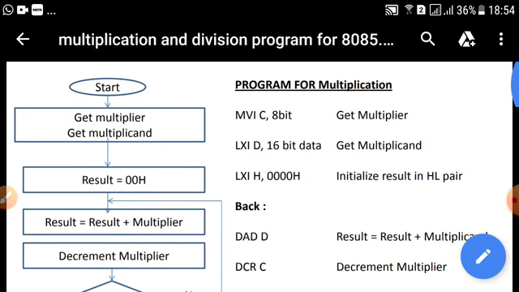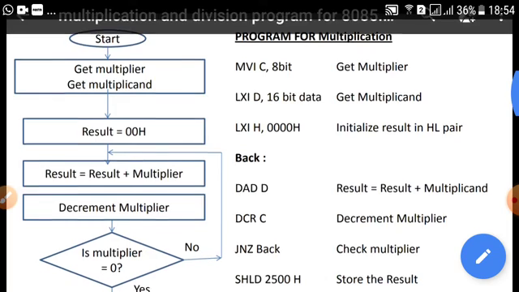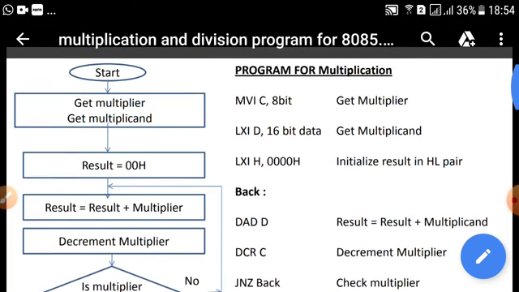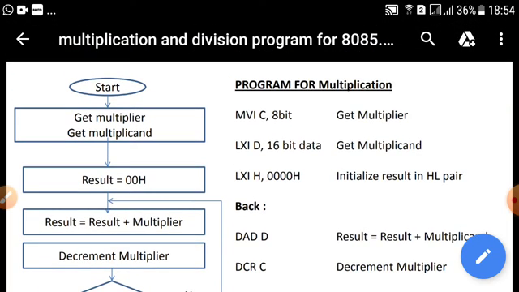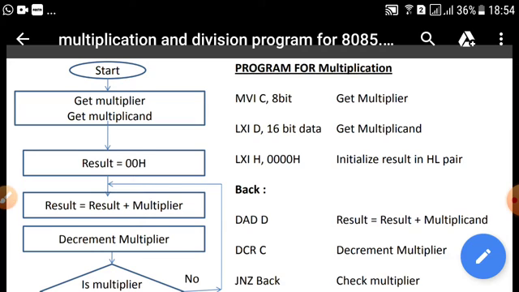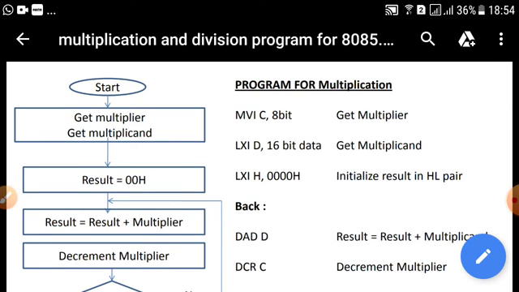Now a very simple fundamental is being used for the multiplication purpose. In the multiplication we have two things which are very important. One is the multiplier and the other is the multiplicand. So if we don't know how to multiply the numbers, but we know the multiplicand as well as the multiplier, the other option is to add the multiplicand as many times as the multiplier is.